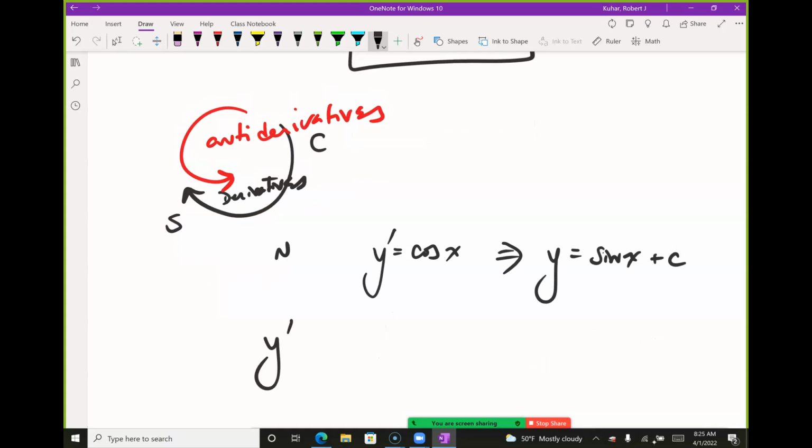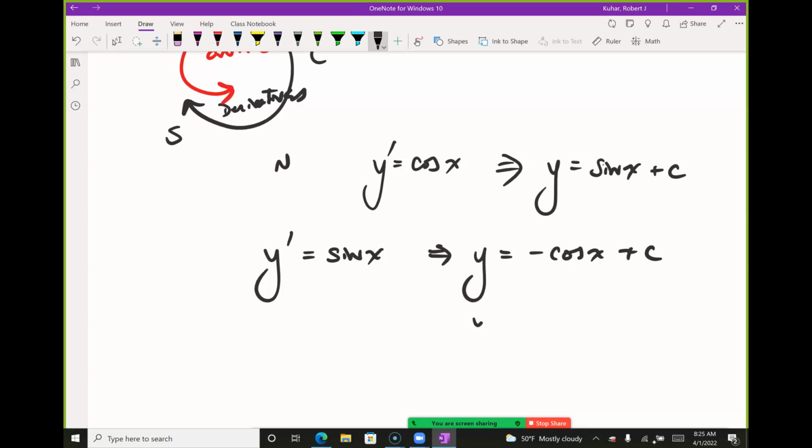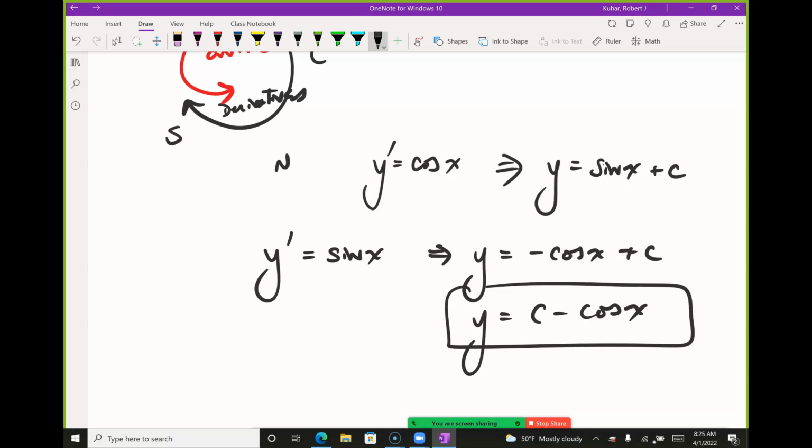And of course, if y prime equals sine of x, notice, follow that red arrow around the circle. I go past the letter N for negative. So I get y equals negative cos of x plus c. And you'll often see the book write it like this, just so I have one less sign to write. Right, in that second version, I don't have to write the plus symbol.